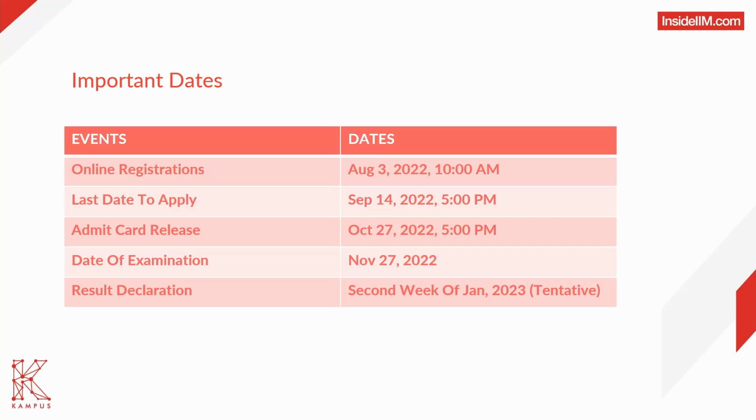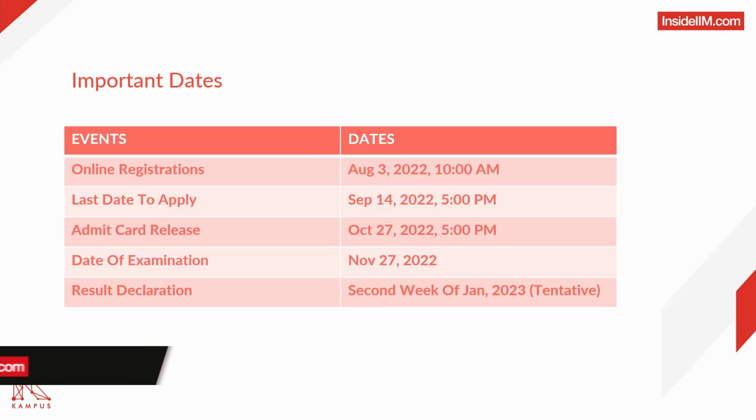The CAT registration process started on 3rd August 2022 at 10 a.m. and this is going to continue till 14 September. The admit cards will be released on 27th October and the exam date would be 27th November. As per the CAT 2022 notification, the results will be tentatively announced in the second week of January 2023.